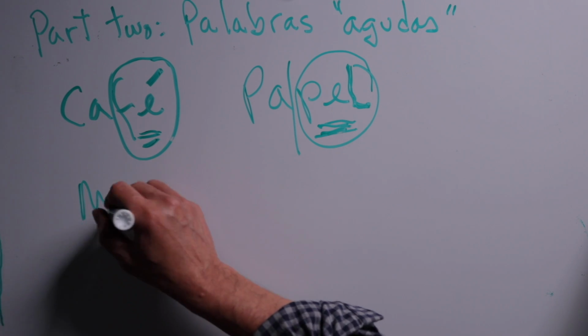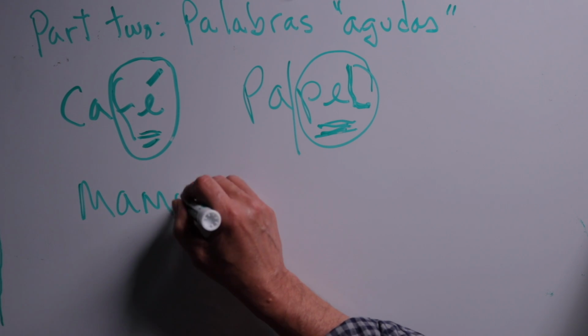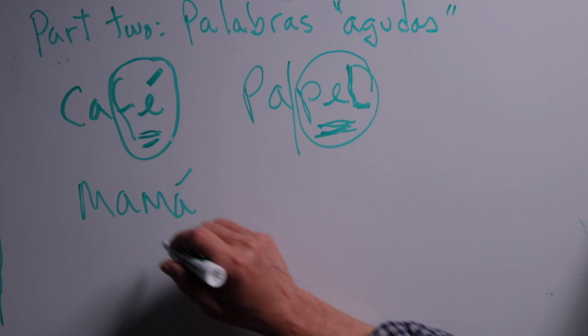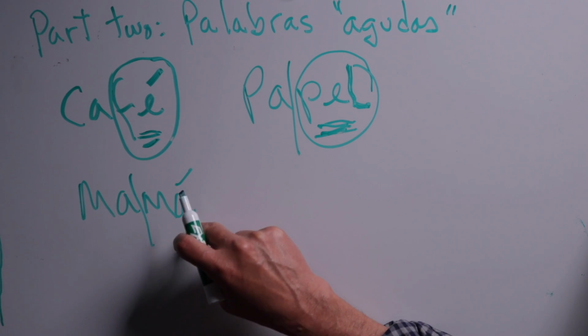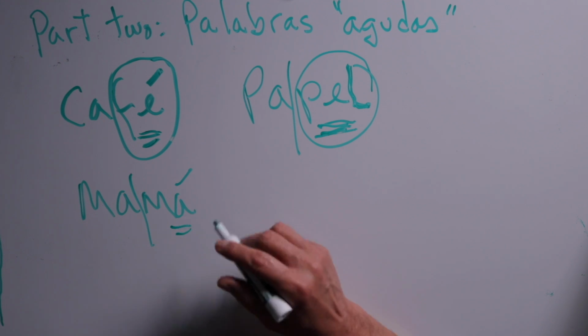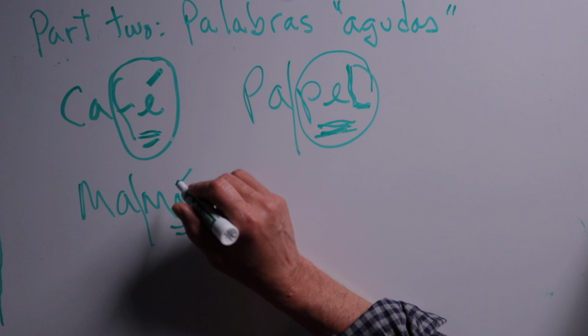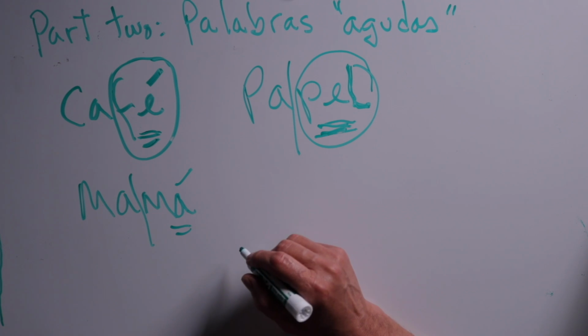Let me give you another example. The word mamá, a very common one, right? Mom, right? Mamá. I hope that you hear that the stressed syllable is the last one. And since it's ending in a vowel, I have to put the acento there.